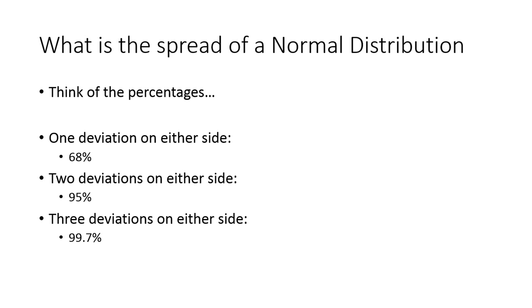So that's your empirical rule, the 68, 95, 99.7 rule. That's how much of the data should be within 1 deviation on either side of the mean, 2 deviations, or 3 deviations. That's how the spread should be. So we're going to see if that is true or not.